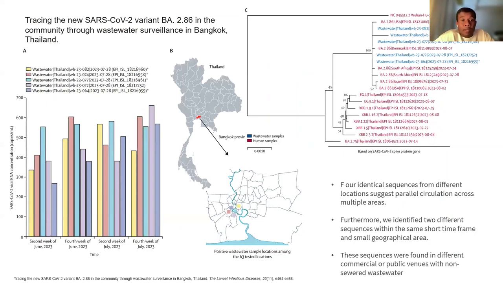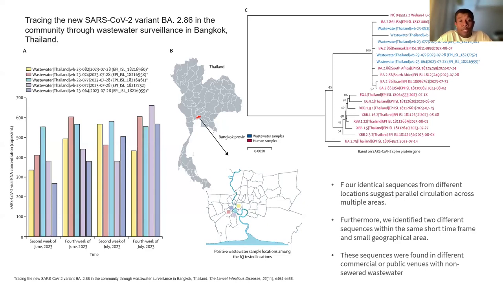And not only measuring the emerging infection, non-sewered water surveillance can also highlight emerging new variants. Like here, the example is BA.2.86. We were the first to report BA.2.86 present in Asia, because when it was first reported on the European side, we were able to track it very early. And all these locations were non-sewered water surveillance locations.